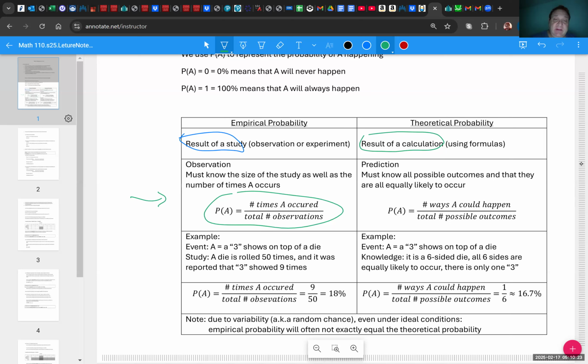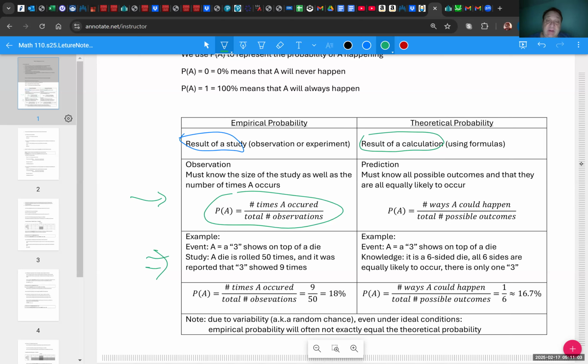I have an example just to make things a little bit more concrete. Suppose my event A is a 3 shows up on top of a die. Math people love games of chance, so you see a lot of dice and cards in the homework examples. I have some of those and some other ones, just so you can see a variety of probabilities. So this one is a die roll, and a 3 shows up on top of the die. We did a study, and the study says a die is rolled 50 times, and it was recorded that 3 showed up 9 times.